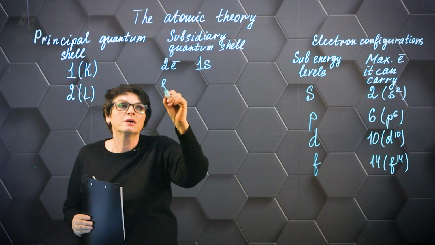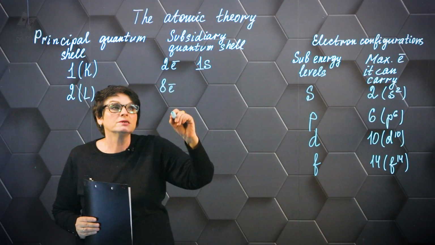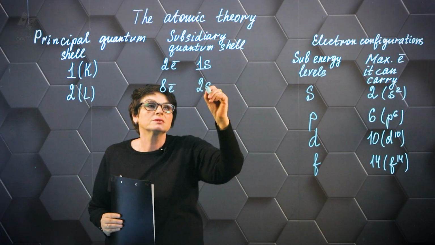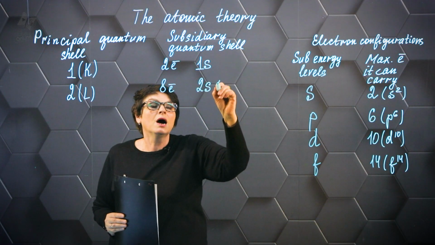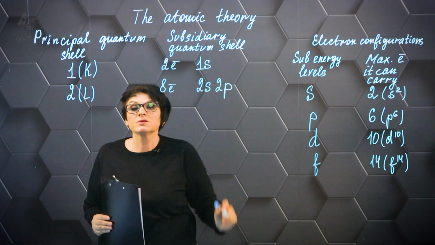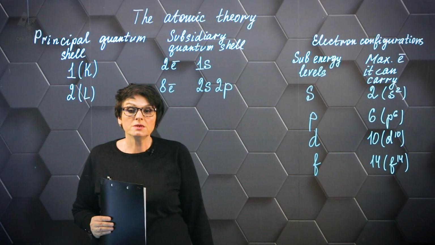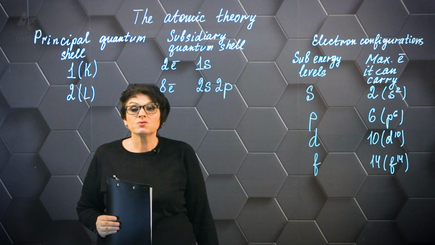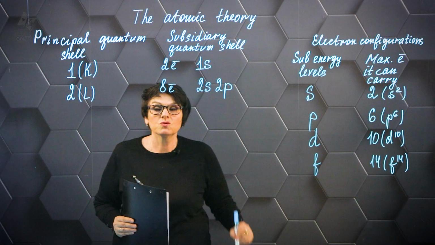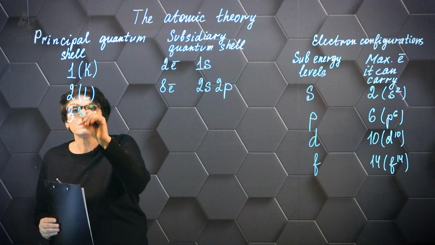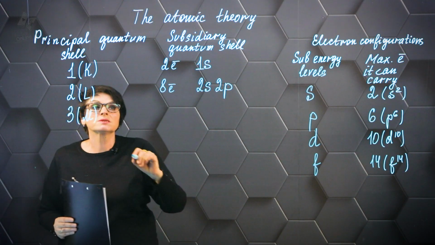Then in the second level, the maximum number of electrons is 8, and therefore here the S sublevel is filled with 2, and then the P sublevel is filled. The S sublevel is filled by lithium and beryllium, and the P sublevel is filled from boron to neon. The third level is the M level, denoted by the letter M.